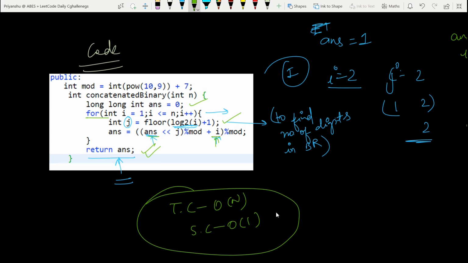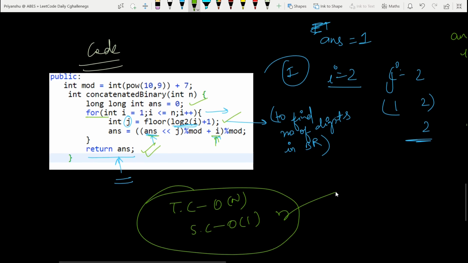So yeah, this is the approach to solve the problem of concatenation of consecutive binary numbers. If you have any doubt, please feel free to ask, and bye.